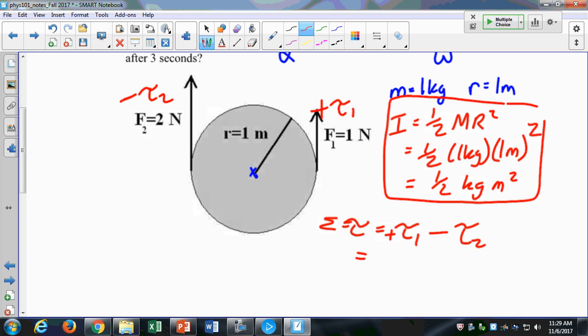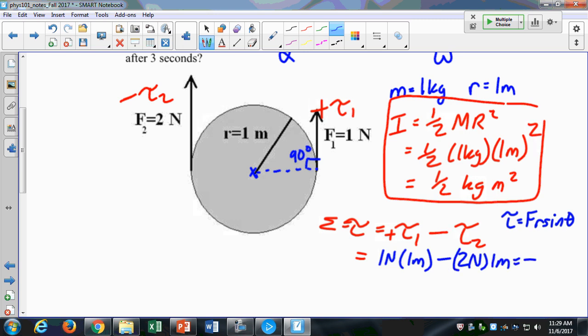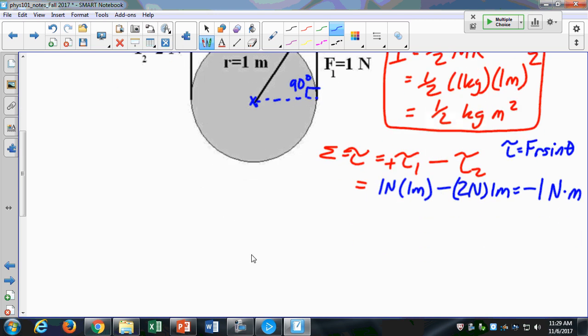Remember that torque is equal to Fr sine theta. In this case, theta is 90 degrees for both. It's perpendicular to the moment arm, and sine of 90 is 1. So it's just going to be F times r. So 1 Newton times 1 meter minus 2 newtons times 1 meter. That's going to be negative 1 Newton meter. So the net torque is 1 Newton meter in the clockwise direction.